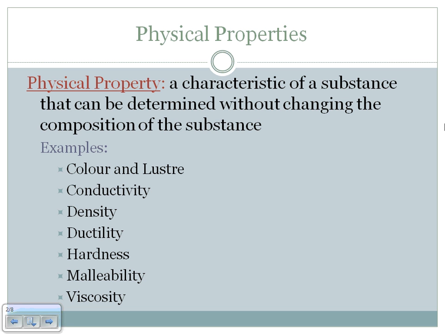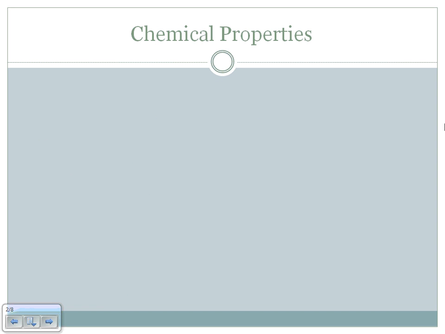Okay, so those are all examples of physical properties, because regardless of what we do to those things, we haven't changed the substance. So if I pour some water, it's still water. If I bend a copper wire, it's still a copper wire. So all those things don't actually change the composition of the substance.